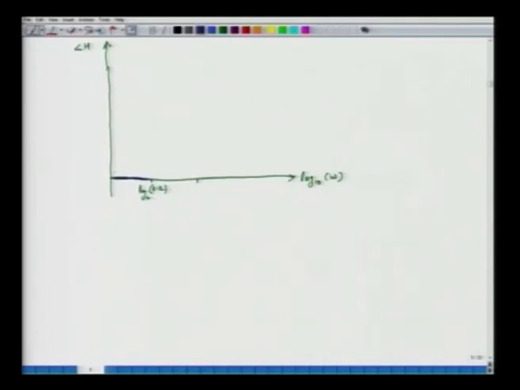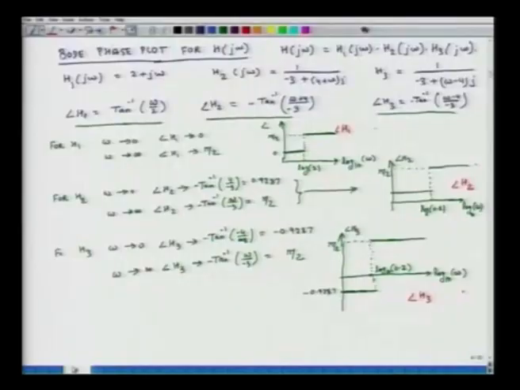For the angular frequency range from 0.2 to 2, the contribution from H2 and H3 is pi over 2 radians. We see it from here. Contribution from H2 and H3 is pi over 2 radians, while contribution from H1 still remains 0, because the low frequency asymptote for H1 is 0 up to 2 radians per second.